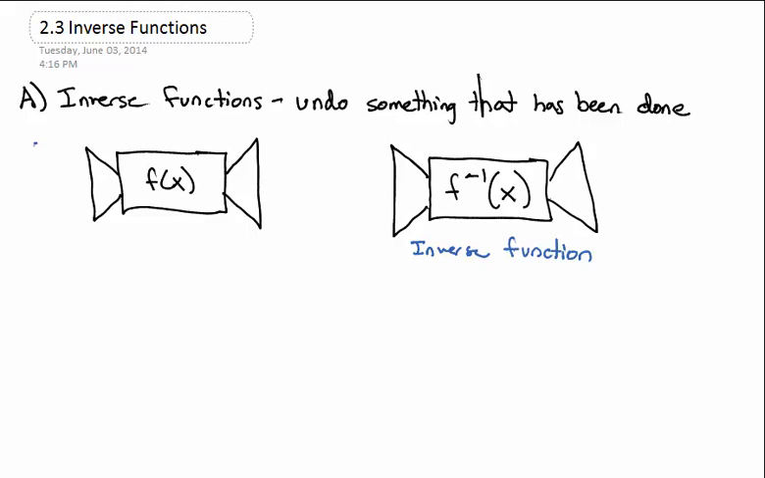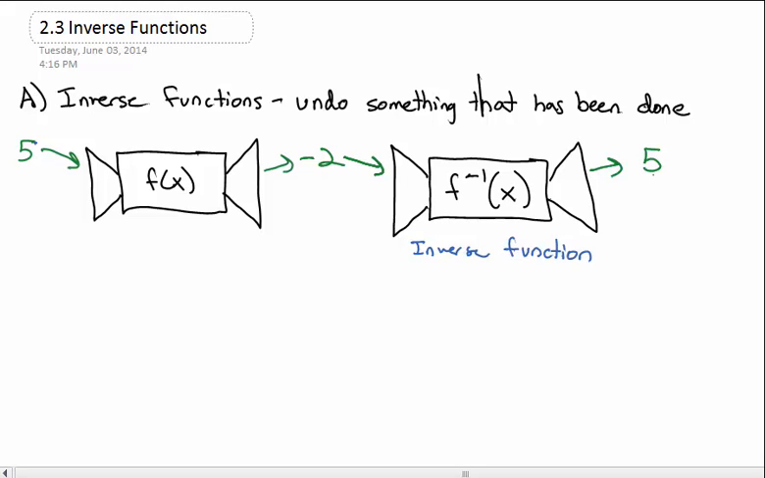In other words, if we were to take the number 5 and throw it into the regular function machine, it'll come out different, maybe a -2. The idea is if we take this -2 and plug it into the inverse function, it's going to spit out what we started with, a 5. Maybe a more general way is we're going to plug in an x to the function, we get a y out. The inverse takes the y as an input, and it spits the x out as an output. It takes you back to where you started.